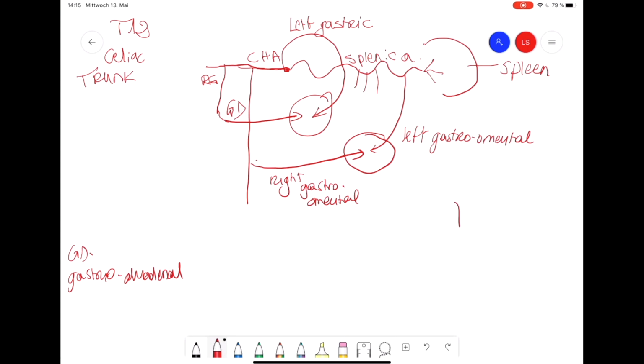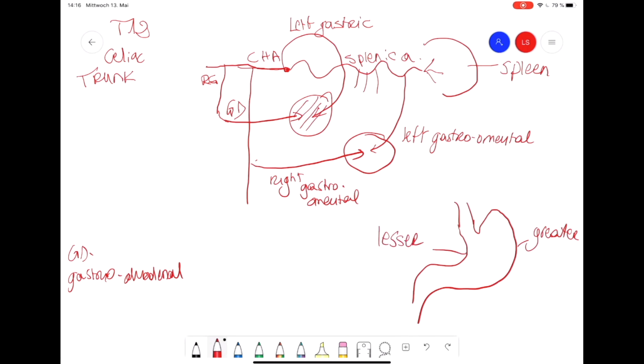So if you imagine here, I'm drawing the stomach, okay? So this is the stomach. So the stomach has 2 parts, for our relevance, let's say. We have the greater curvature and the lesser curvature, which is here, okay? So now this anastomosis here between the left gastric and the right gastric artery will provide the blood supply to the lesser curvature, and this anastomosis here between the left gastromental and the right gastromental will provide the blood supply to the greater curvature of the stomach, okay?